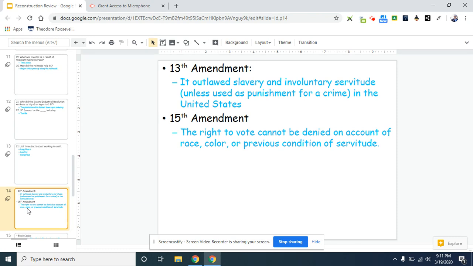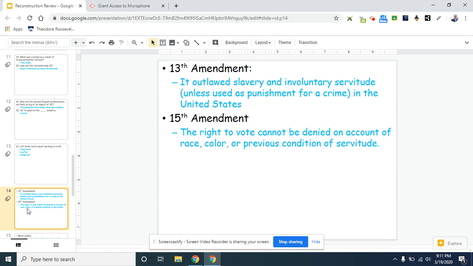The 13th, the 14th, and the 15th Amendment are Reconstruction amendments. Okay? Got it. 13th Amendment, it outlawed slavery and involuntary servitude unless used as punishment for a crime in the United States. Duh. Okay? So, in other words, unless you were a felon, your liberty is not going to be limited or curtailed in any way. You're still free. But if you run around murdering people, we can still throw you in jail and make you work on the chain gang. Hey, that's pretty fair.